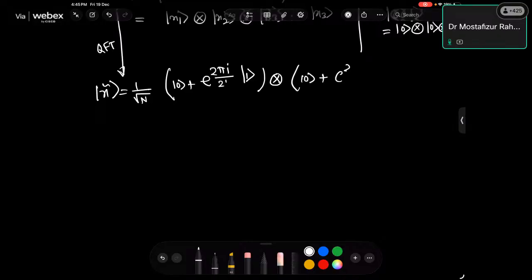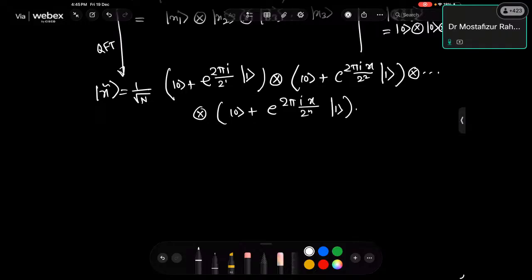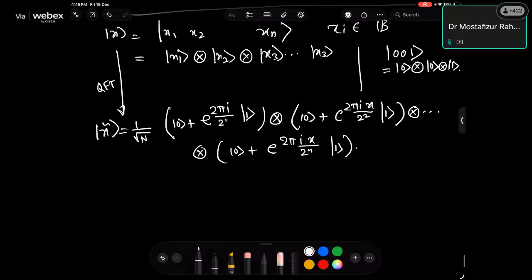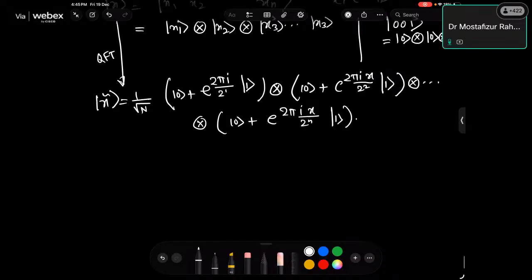0 plus e to the power 2 pi i x by 2 square, get 1, tensor product, and so on. And the final term is 0 for the nth qubit, plus e to the power 2 pi i x by 2 to the power n, get 1, right? So now individual basis x1, x2, x3, how is it changed to this particular basis set, right?